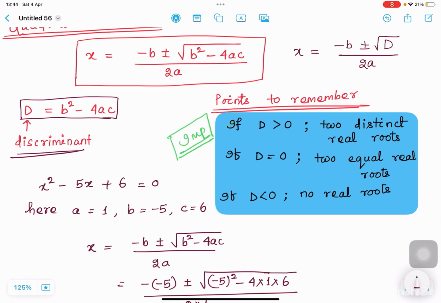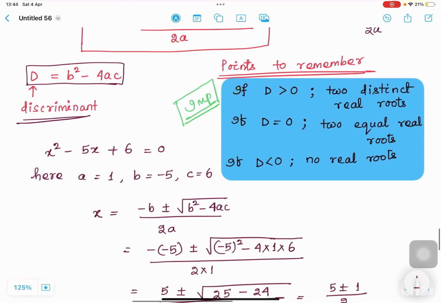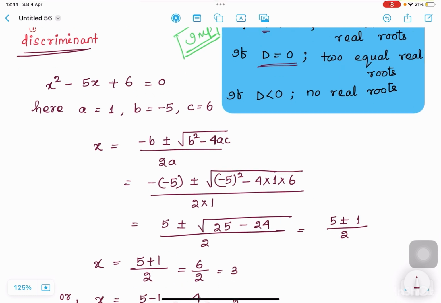There are three things you have to remember, which are very important from the exam point of view. If the discriminant value, meaning b² - 4ac, is more than 0, then the roots are distinct real roots, two different real roots. If D is 0, two equal real roots. And if D is less than 0, negative, then there are no real roots, only imaginary roots.